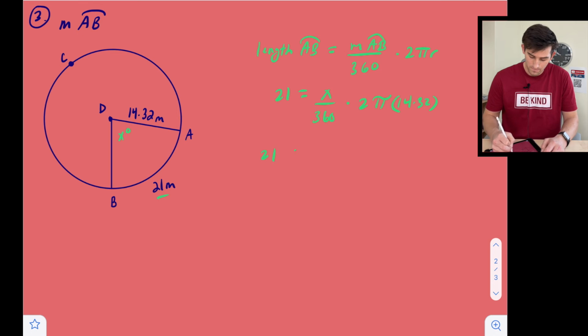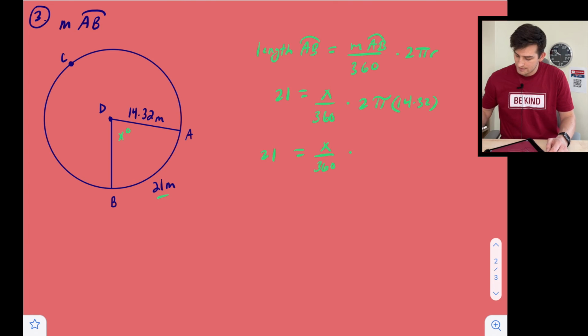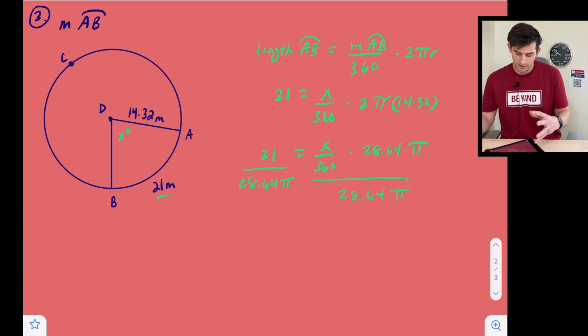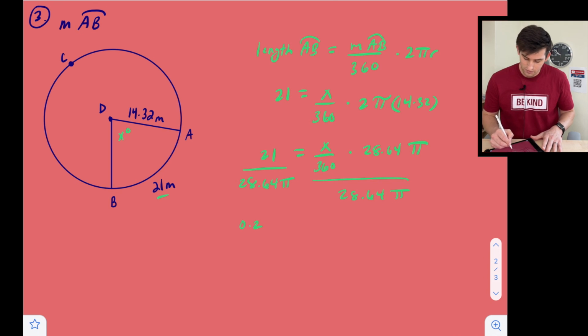14.32. So we'll simplify a little bit. 14.32 times 2 gives me 28.64 pi. Now I'm going to divide both sides here by 28.64 pi. So 21 divided by 28.64 pi gives me about 0.23. I'll write that right here, but I'm not going to round that in my calculator. I'm going to leave the entire decimal in my calculator. So we'll say 0.23 is equal to x over 360.